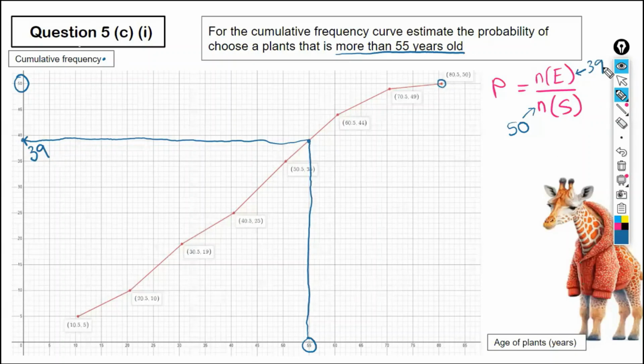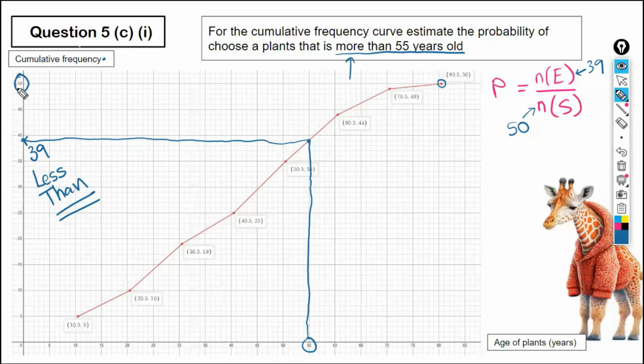Is that 39 the value we put on top? Is the amount of plants more than 55 years equal to 39? What do you all remember from the homework? The answer is no, right? That 39 is a trick. Anytime you read a value off the y-axis in a cumulative frequency, you would remember me saying that's always less than. It's automatically a less than value. We want a more than.